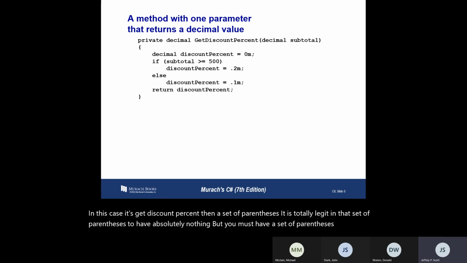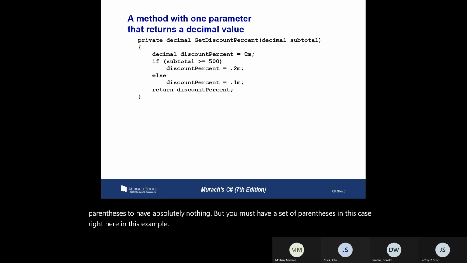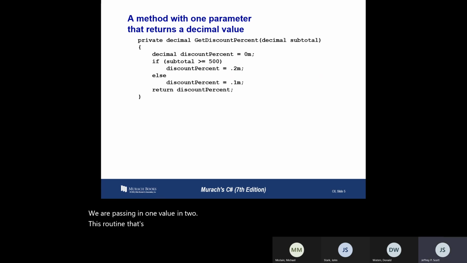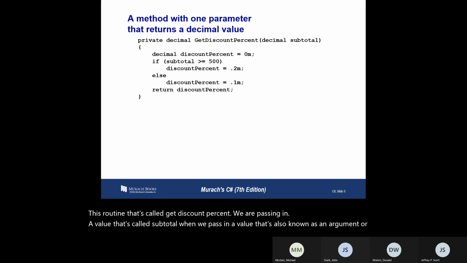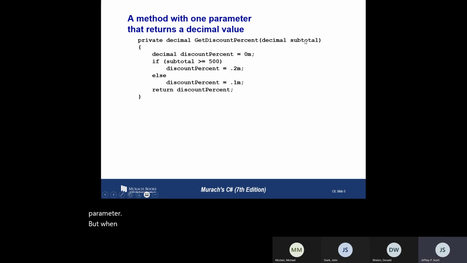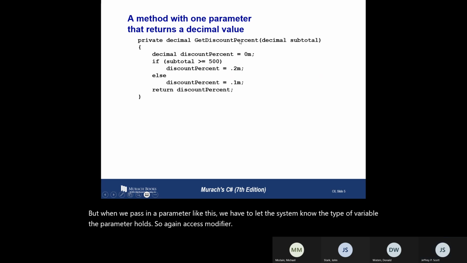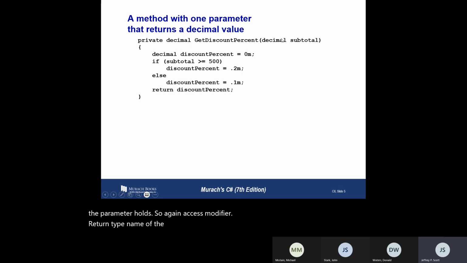In this example, we are passing one value into this routine called get discount percent. We are passing in a value called subtotal. When we pass in a value, that's also known as an argument or a parameter. But when we pass in a parameter like this, we have to let the system know the type of variable the parameter holds. So again: access modifier, return type, name of the method, and zero or more parameters, including their name and their type.